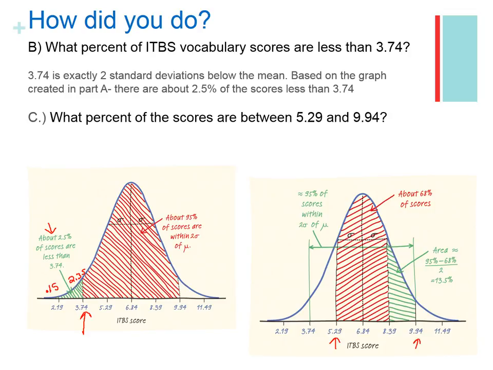So remember that we had those percentages. All we're doing is adding up our percentages. So we said that this was 34%. We said that this portion was 34%. And then we said right here was 13.5%. So all I have to do now is add these three percentages up. Okay, so 34 plus 34 plus 13.5 equals 81.5. And you'd want to make sure that you answer that in context.